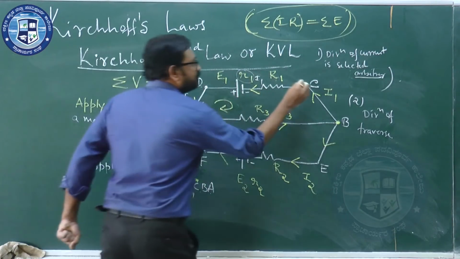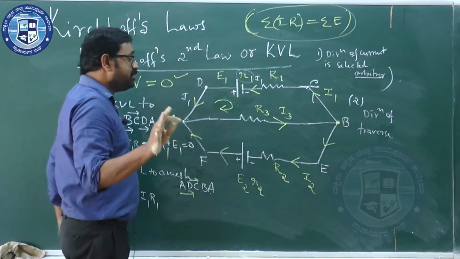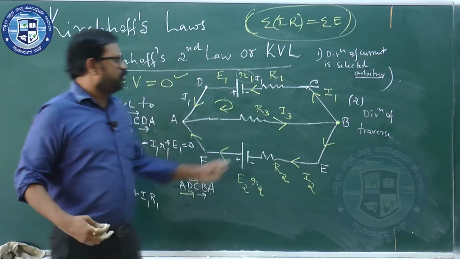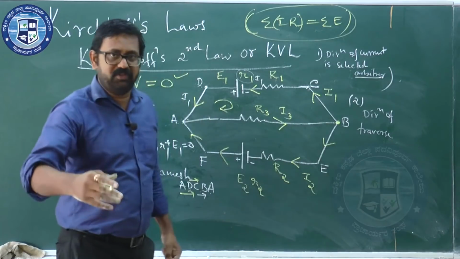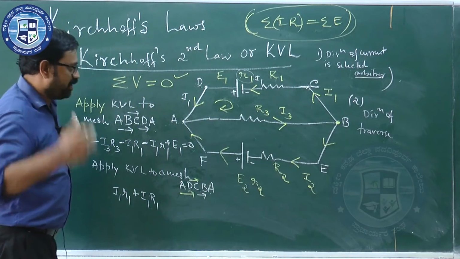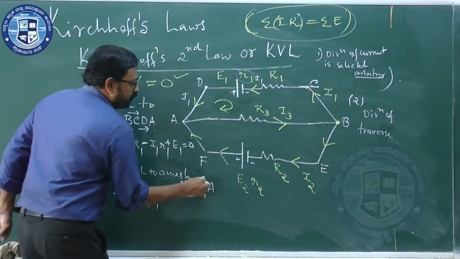Okay, we reached C. No other resistor we found in between. We'll move from C to B. Do you find any resistance? No. Even though there is a resistance, negligible one, connecting wires, you can ignore. Product of IR will be 0. I reached B. Now you are left out.